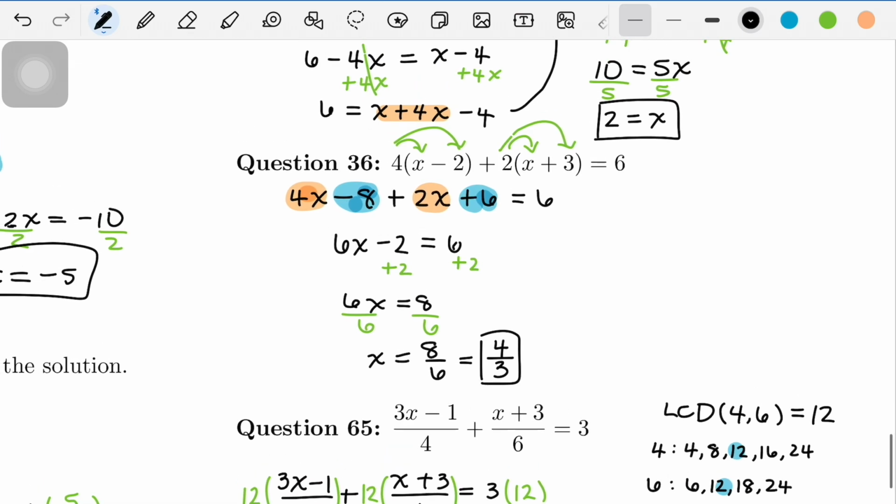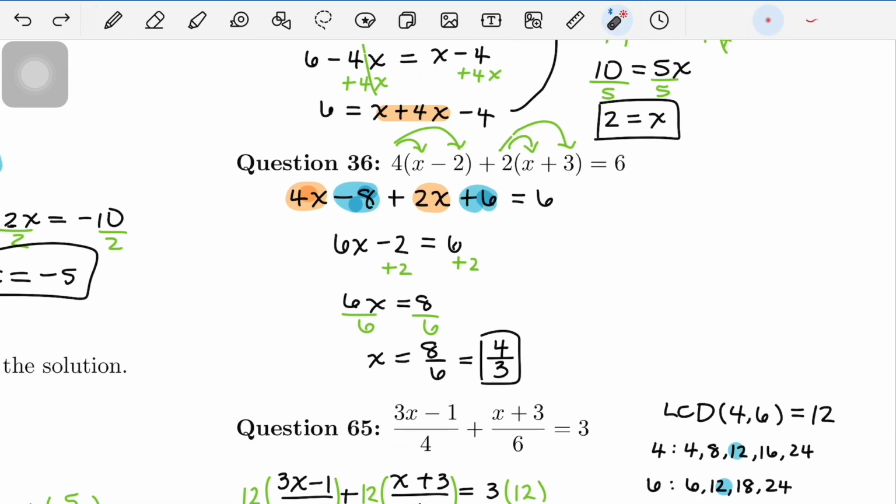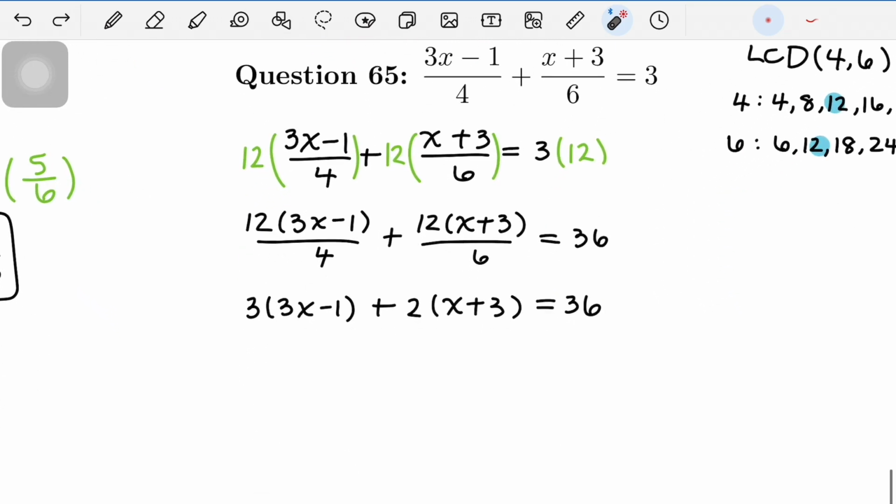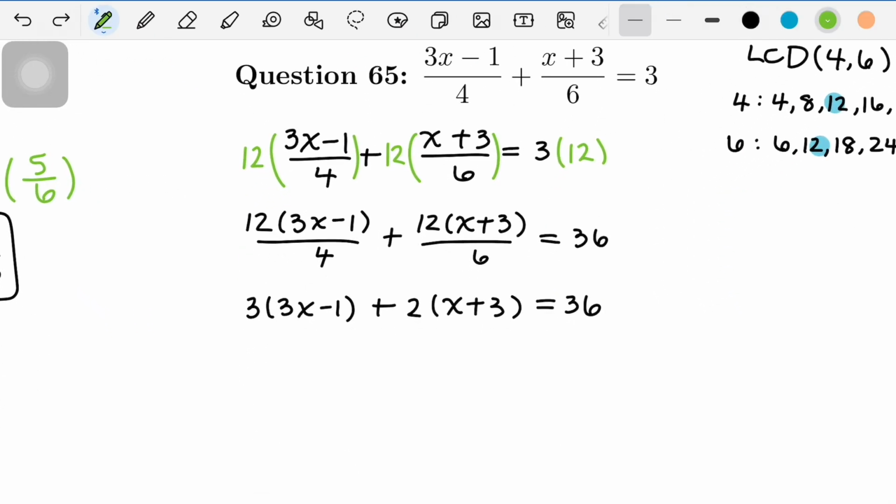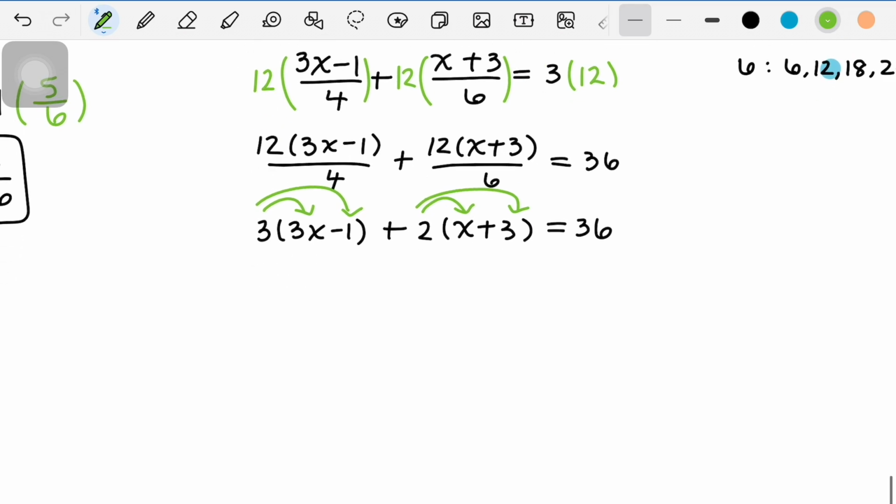It looks very similar to this question here, question 36. So what we're going to do is use our distributive property here. We're going to distribute this 3 to both terms in our parentheses, and this 2 to both terms in our parentheses. This leaves us with 3 times 3x, which is 9x, minus 3 times negative 1, which is minus 3, plus 2 times x, 2x, plus 2 times 3, which is 6.